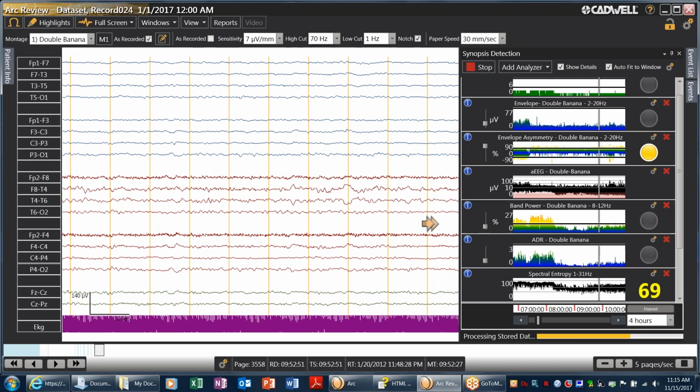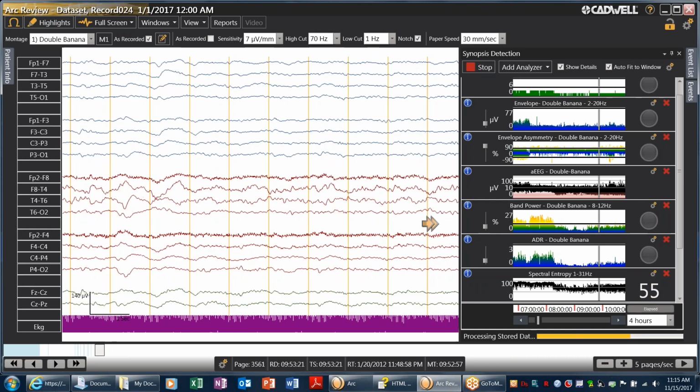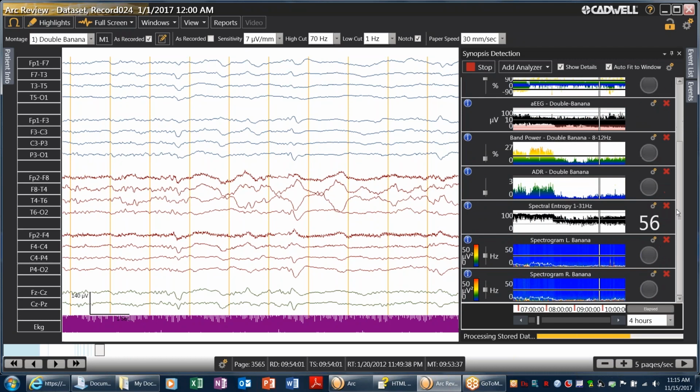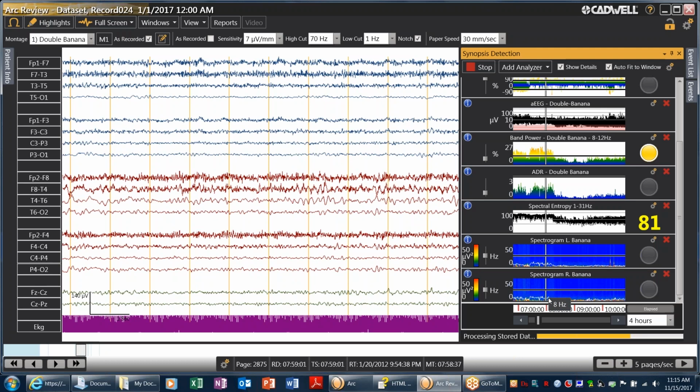So again, you can kind of see the overall higher envelope frequencies here. If we can blow this up a little bit, you can see the higher activity levels here in this portion of the study versus when we go out here and this patient falls asleep. They get some background fragmentation slowing here that's well represented across all of these various channels.